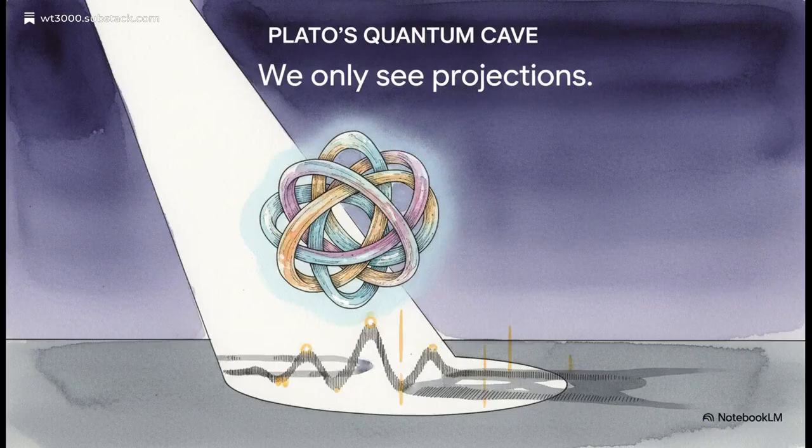And here's the kicker. We never actually see the fiber itself. We don't see the knot. We only experience its three-dimensional shadow, projected onto our space-time. This could be an amazing explanation for why quantum physics is so weird. We're trying to make sense of a higher dimensional object by only looking at its shadow.